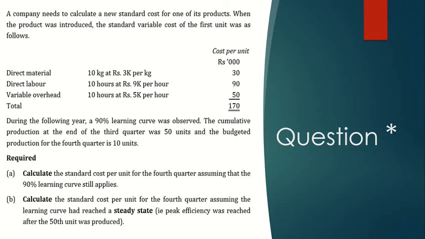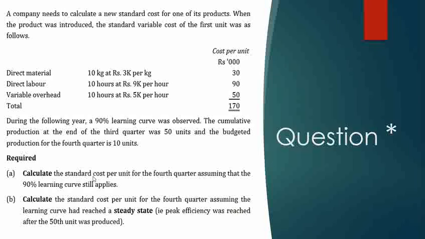So here their requirement will be calculate the standard cost per unit for the fourth quarter assuming that the 90% learning curve is still applies. So here they are asking the calculate the standard cost per unit.